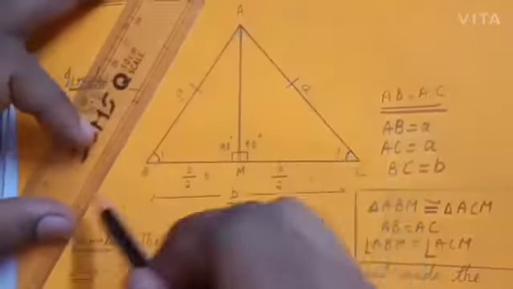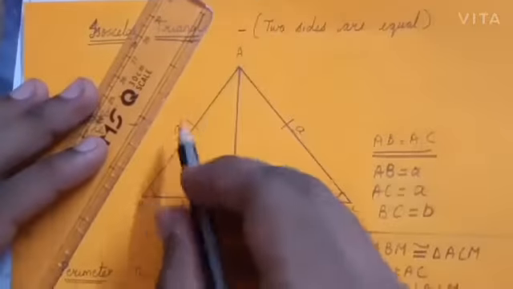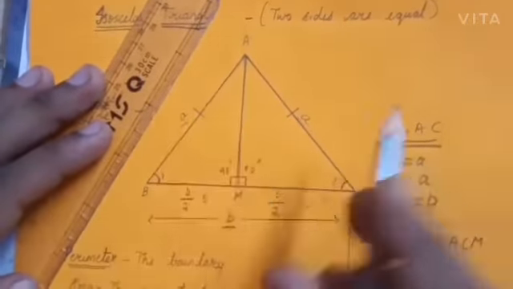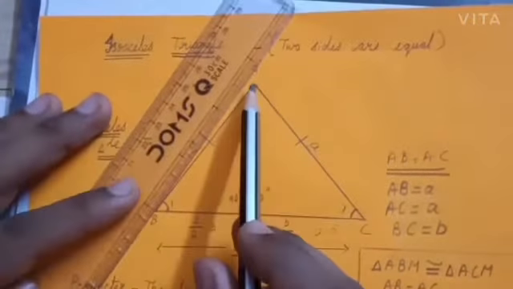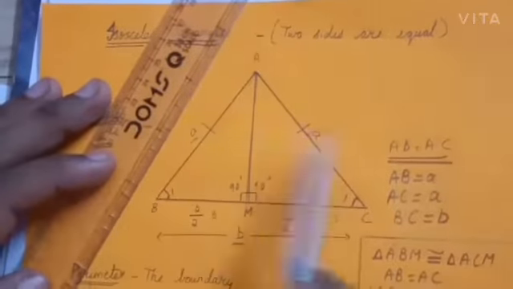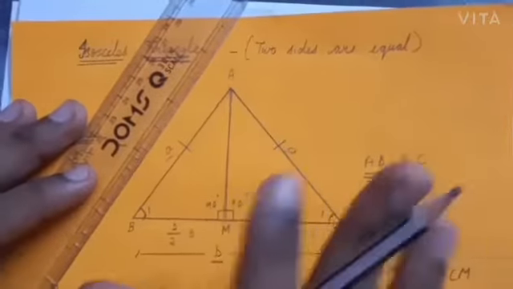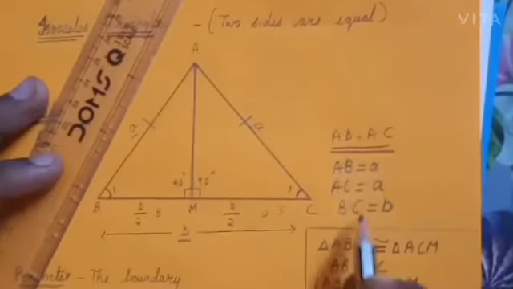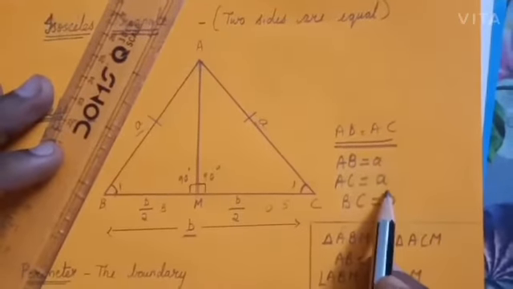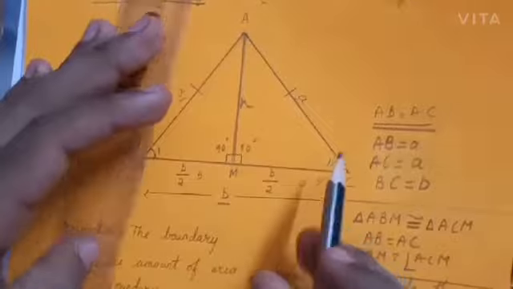I have drawn a triangle A, B and C, and I have named the AB side as A, the AC side as A, and the BC side as B. Why did I write AB and AC as A? Because it's an isosceles triangle and the two sides are equal. So I have named the AB value as A and the AC value as A, and BC we named as B. Now I have drawn an altitude here, that is the height of this triangle.